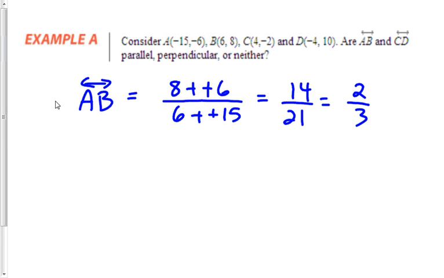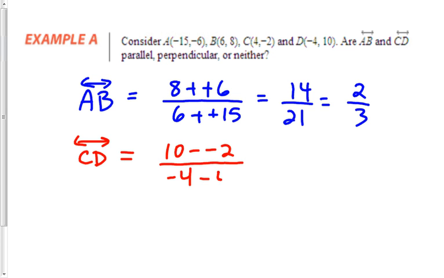All right, now let's compare that to the slope of CD. So here we have y2 minus y1 over x2 minus x1. And we're going to get 12 over negative 8. And that's going to reduce to negative 3/2. So what's the relationship between the two slopes?